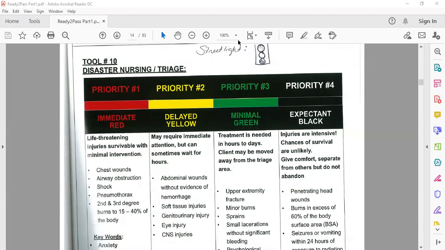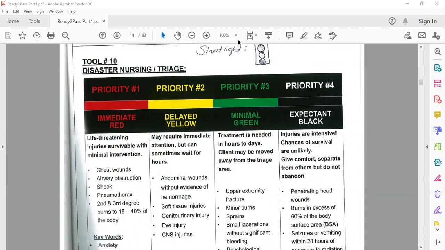And E stands for exposure. Assess the patient's body for trauma, exposure to heat or cold. You have to save your patient. You have to remove the patient from any source of injuries, right? So we are talking about the inside or internal disaster or triage.